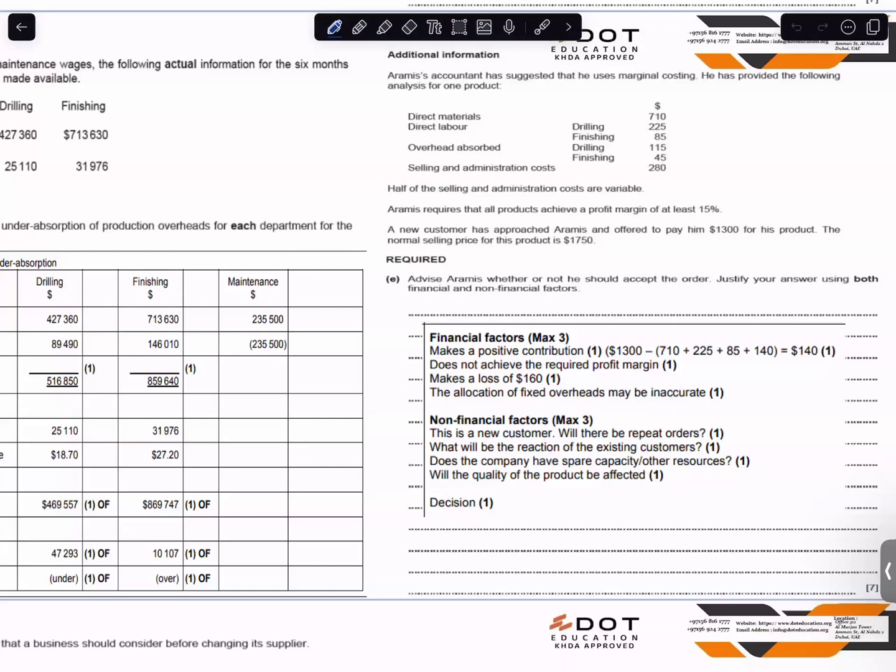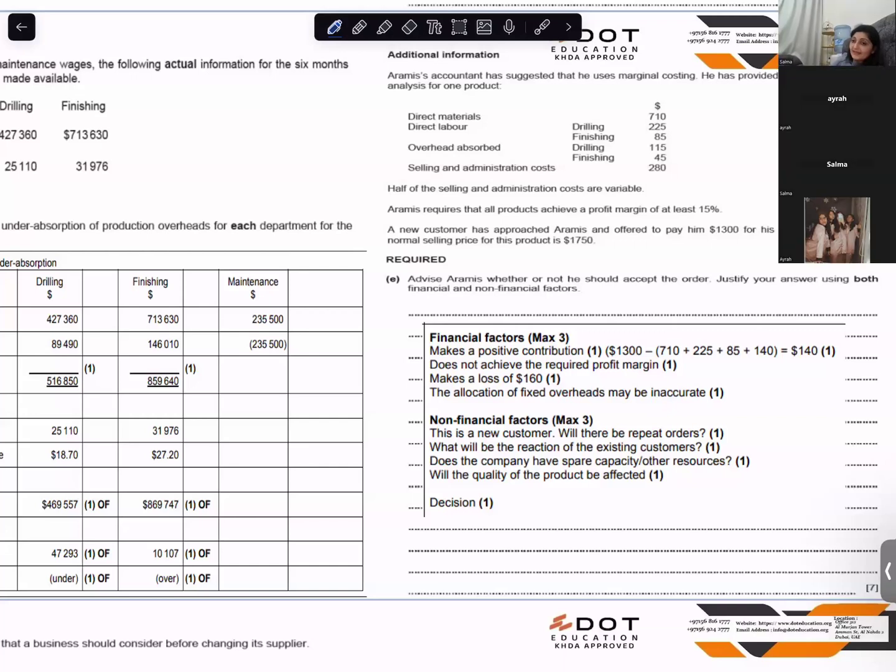Okay, 1 minute. You have a special order to make, okay? And you have a new customer. He's asking you to sell the product at below the selling price. And if he's asking you below the selling price, contribution is positive. So give me the financial factors and the non-financial factors where you have to decide whether you should accept the order or not.